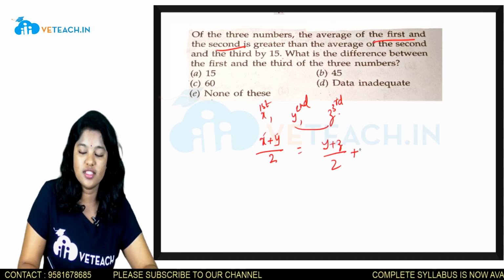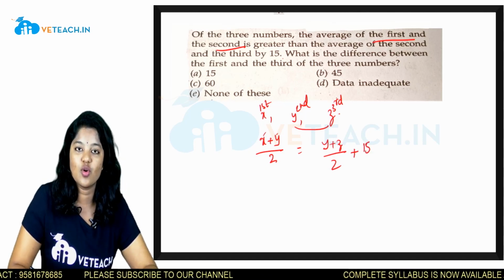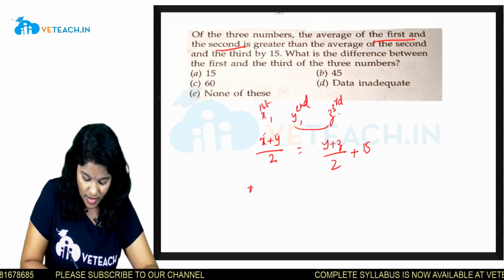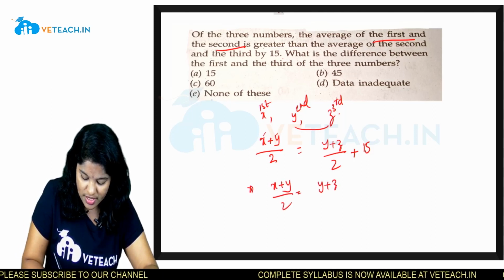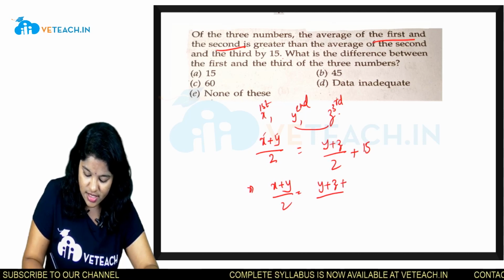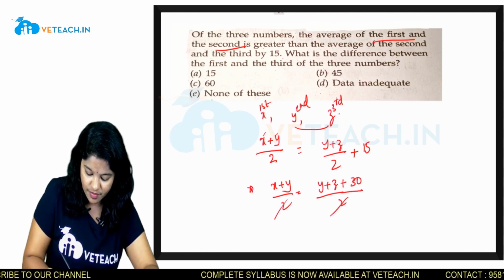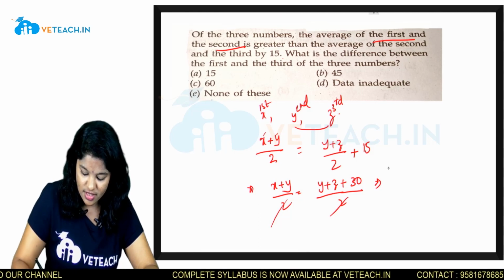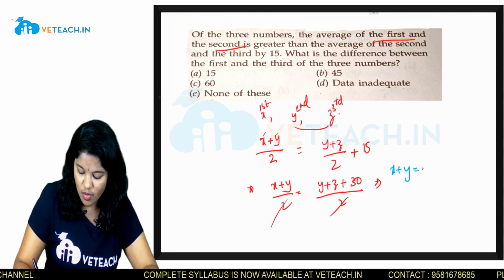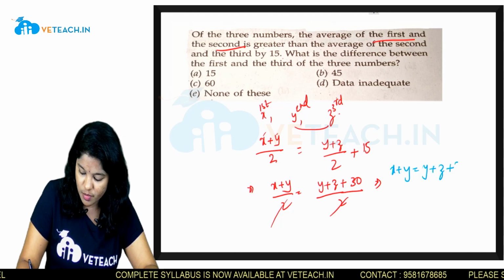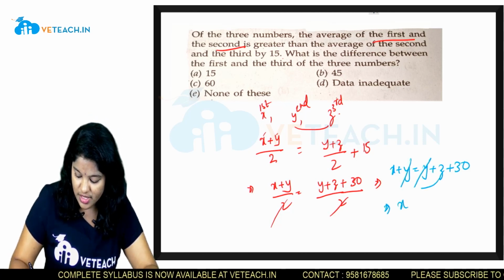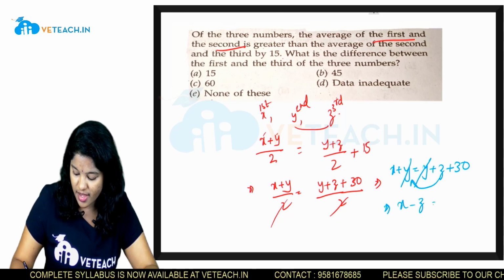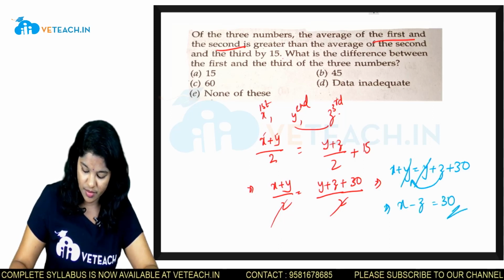How much is it greater? It is greater by 15. So add plus 15. Now X plus Y by 2 is equal to Y plus Z by 2 plus 15. Take LCM, 15 twos are 30. We will get X plus Y is equal to Y plus Z plus 30. Cancel out the Y on both sides. Bring Z to the other side. X minus Z is equal to 30.